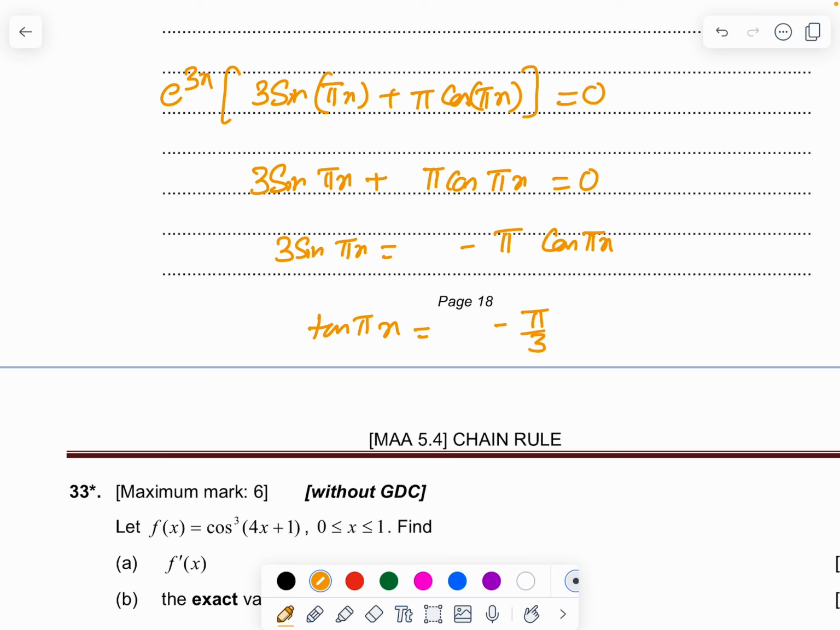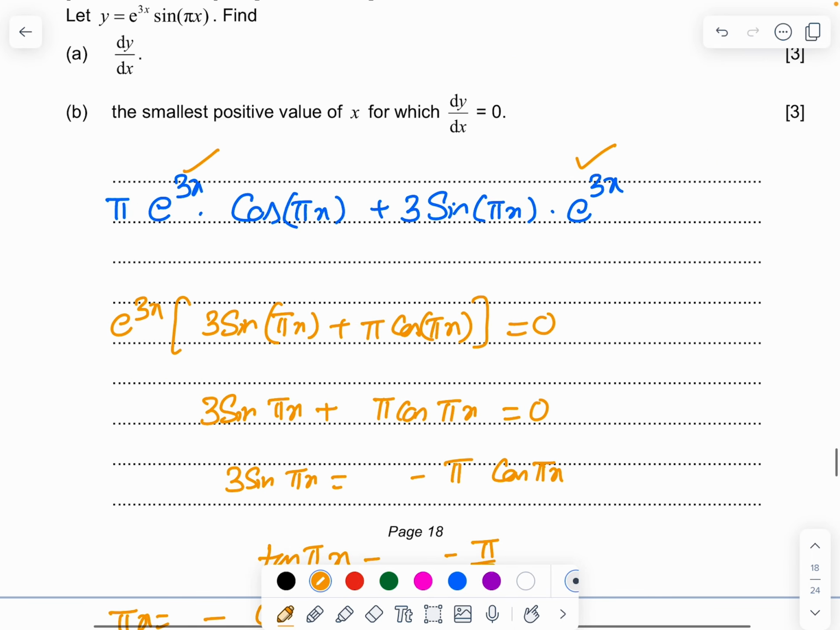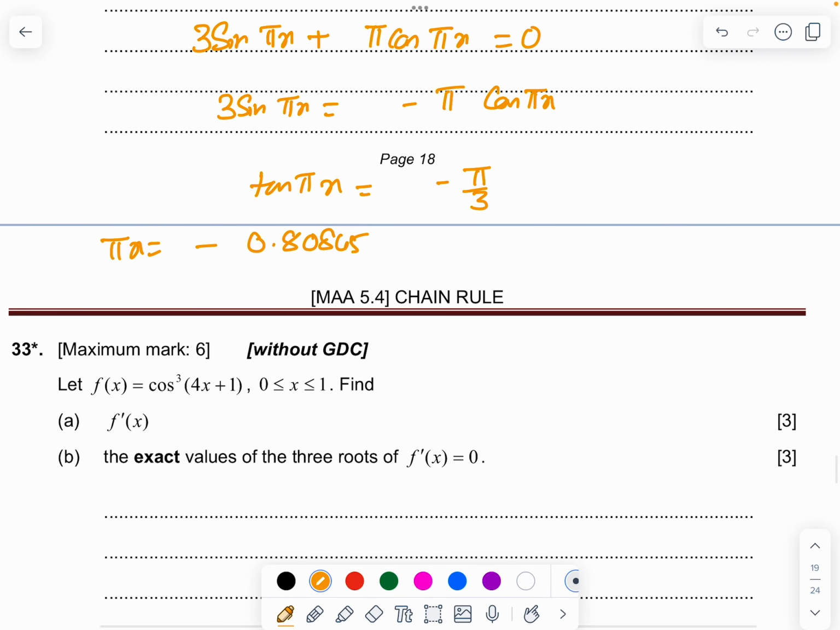So pi x equals to minus pi upon 3. Pi x equals to minus 0.80845. Tan inverse of this is minus 0.80845. But now what do I require? I require a positive value of x. So in order to get the positive value of x, what am I going to do?